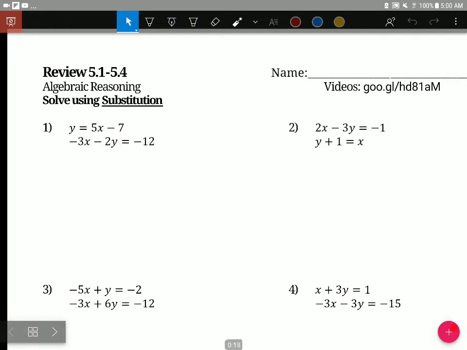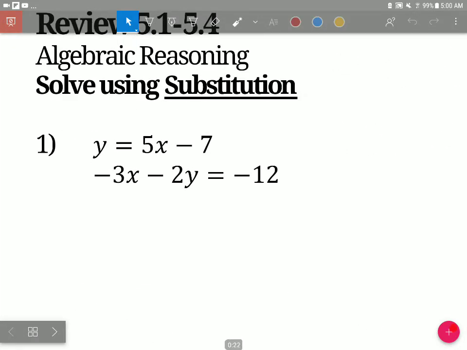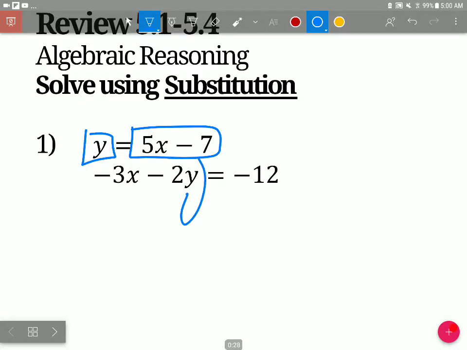All right. So substitution, remember, substitution is when we find out what one variable equals, like in this case y equals all of that, and we literally substitute that in for y. We take the y out and replace it with the 5x minus 7. Okay? So here's what we're going to do. We're going to rewrite this second equation completely, but instead of the y, we're going to swap it out. It's like trading out a 20 for 4 5s, that sort of thing.